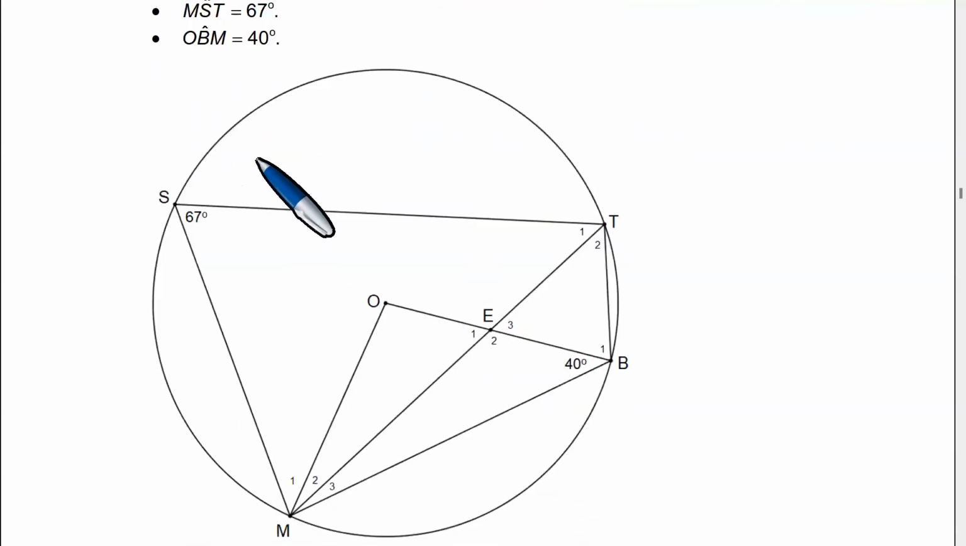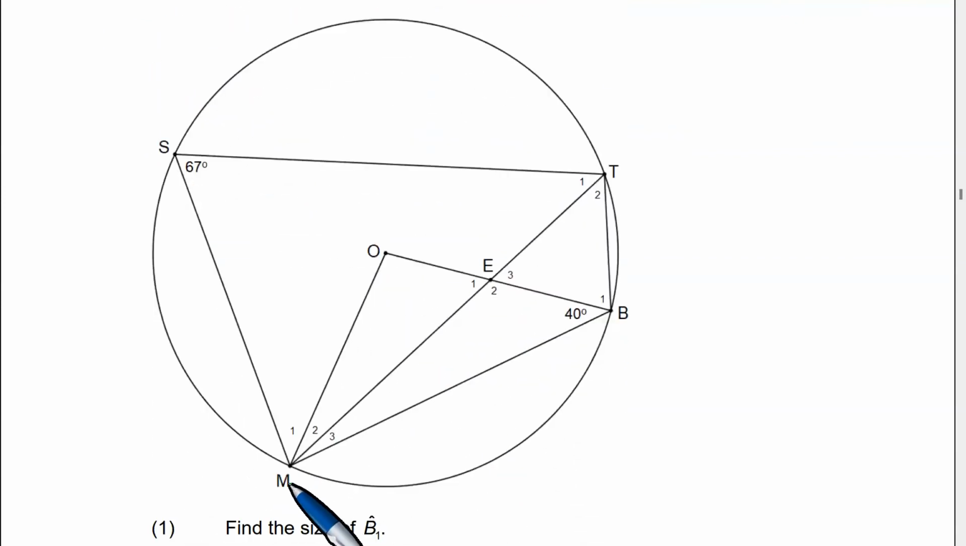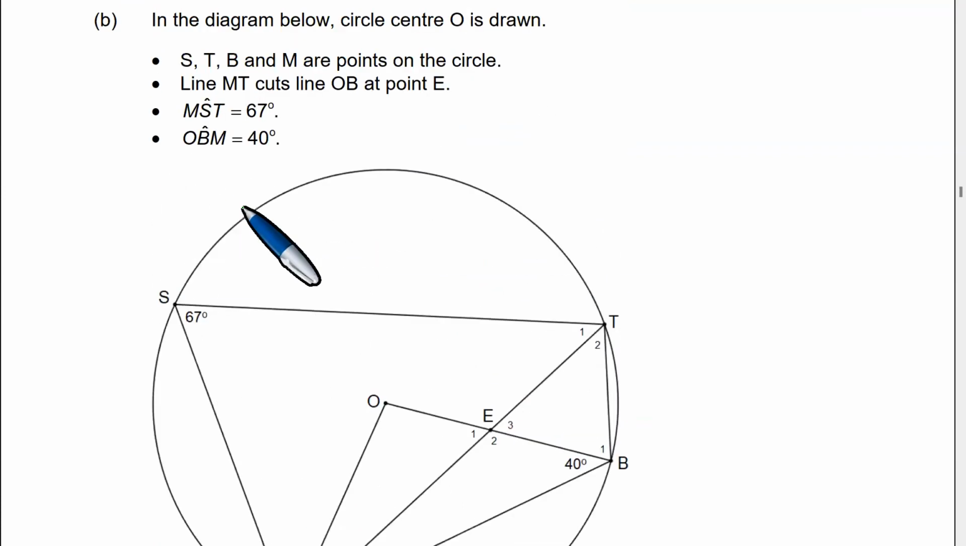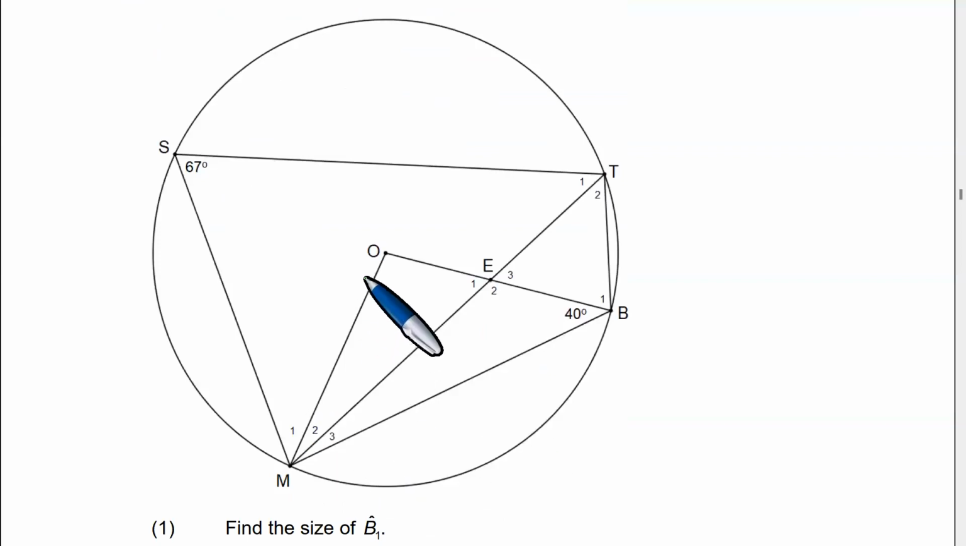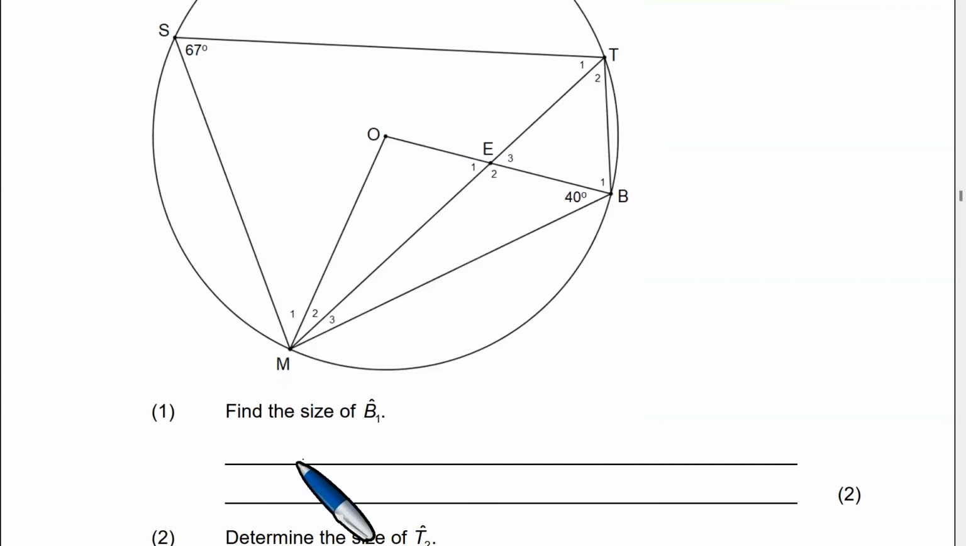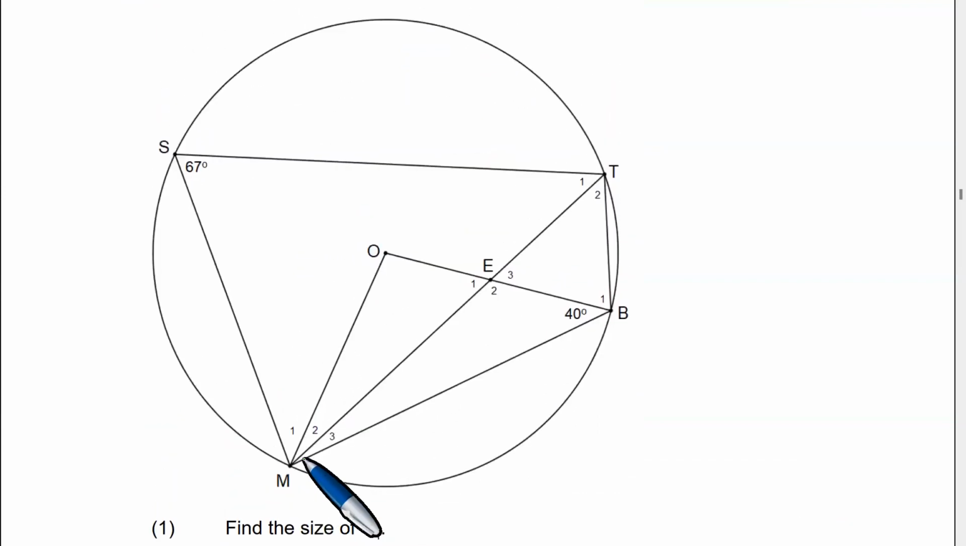Angle MST is 67 degrees, so you have that. OBM is 40 degrees. Find the size of angle B1. Right, we need the size of this one. What is the size of this one? Anyone?